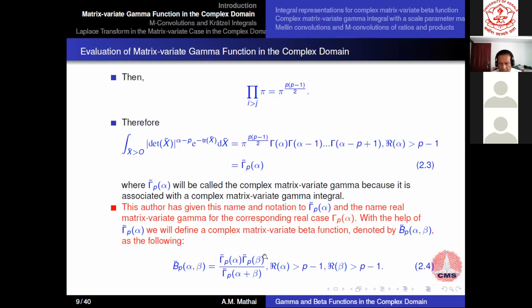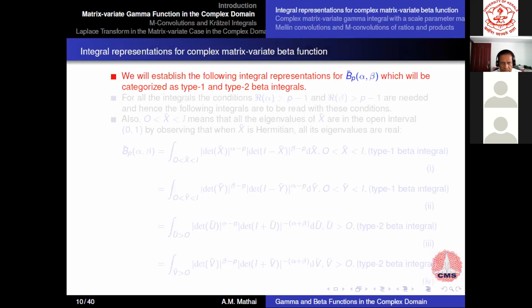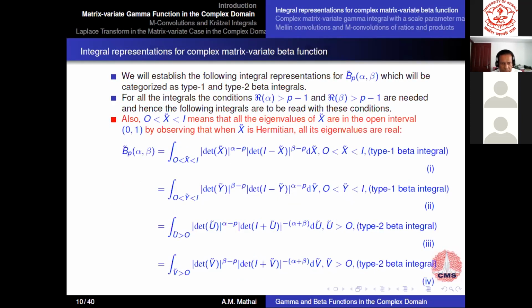Now, these are the basic building blocks. We can define the complex matrix variate beta function as the ratio of these gamma functions, corresponding to the scalar case or the real case also. We can construct integral representations for that beta function in the complex domain, the matrix variate beta function. This corresponds to the scalar integral.